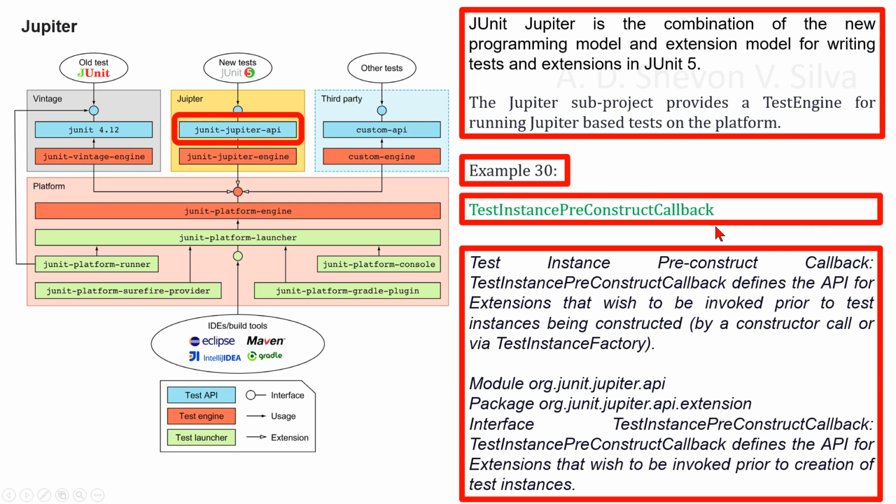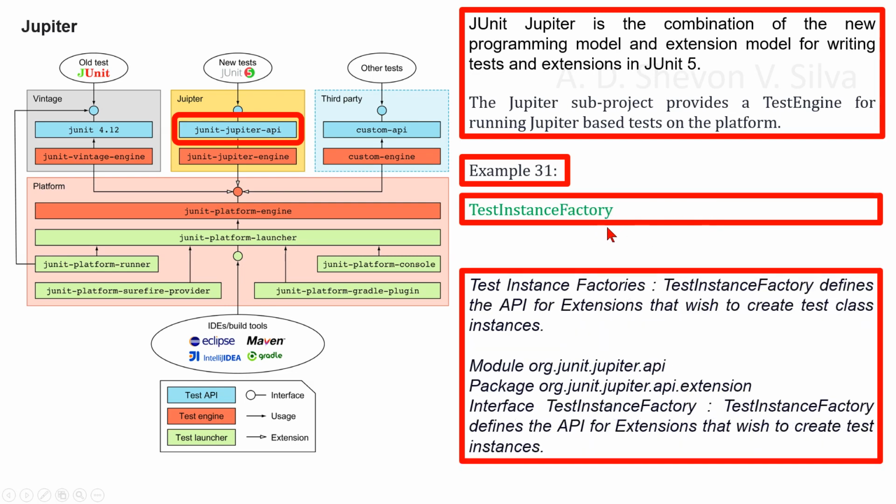in module org.junit.jupiter.api. TestInstancePreConstructCallback defines the API for extensions that wish to be invoked prior to the creation of test instances. This extension provides a symmetric call to TestInstancePreDestroyCallback and is useful in combination with other extensions to prepare constructor parameters, or keep track of test instances and their life cycle.